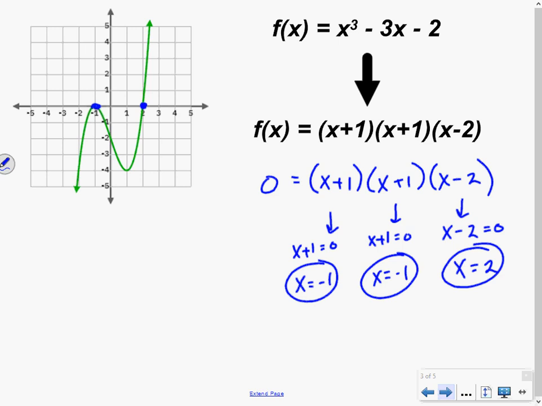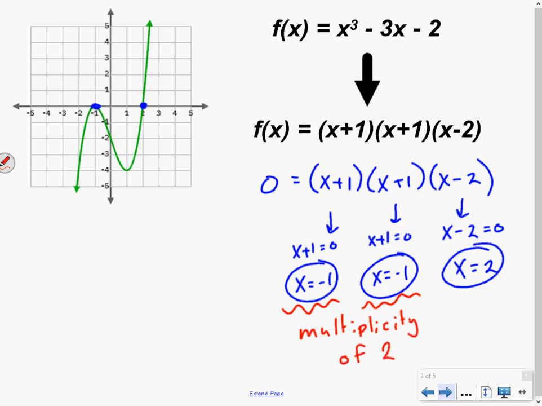So the reason that we only see 2 graphically is because we get duplicate factors which result in 2 of the same 0. This is what we call multiplicity. If I have this factor of x plus 1 appearing twice in the factored form of my polynomial, I'm going to have the 0 from that factor twice, meaning x equals -1 has a multiplicity of 2.